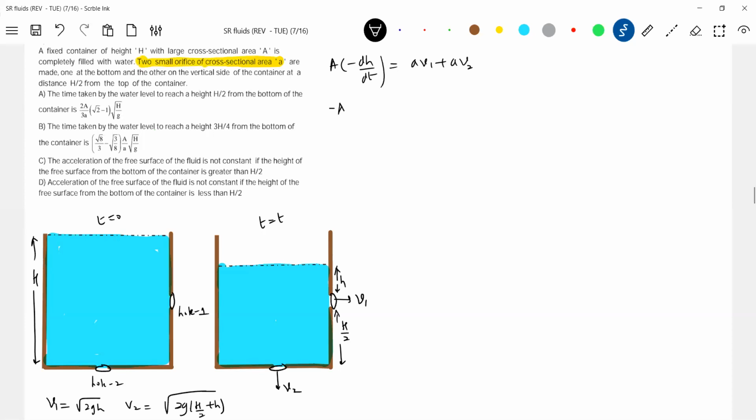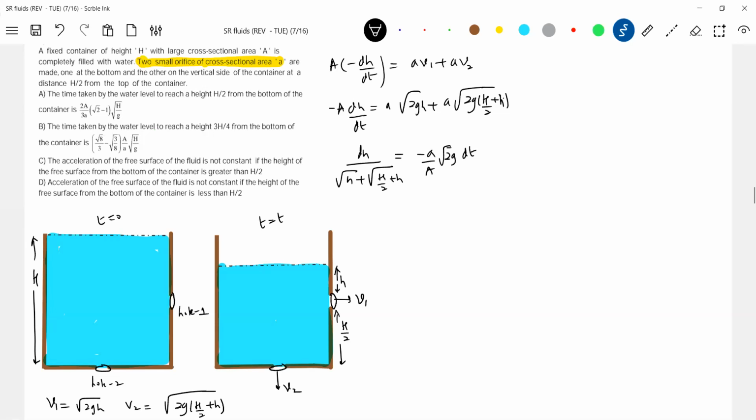Okay, let's substitute, minus A. The rest is all mathematics; I think the problem is over. Only till here is what? How well you can take help of maths is the idea, no? So solving this, dH by... 2g will go outside, no? So root of h by 2 plus root of h is equal to minus A by a. This we have to integrate.